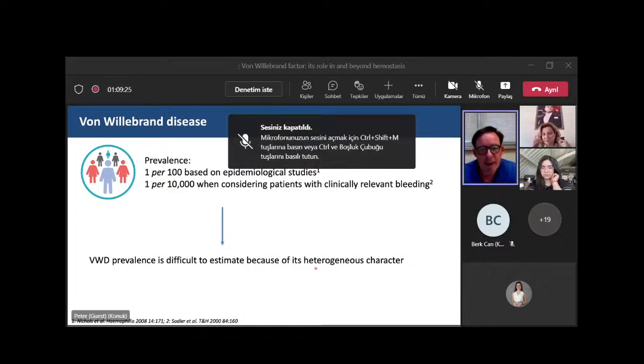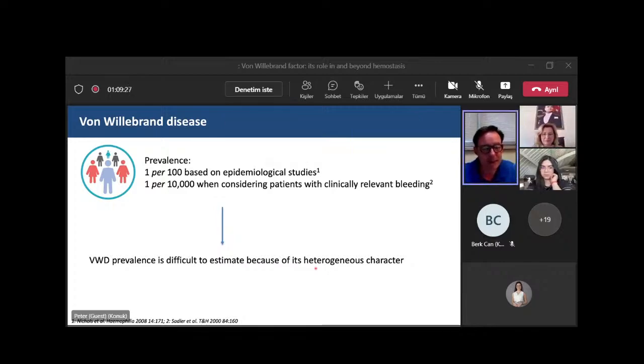And I think that's a very nice indication that the prevalence of VWD is very difficult to estimate, because it will depend on what criteria you use. And it also shows that VWD is actually a very heterogeneous disease. It has a very heterogeneous character.